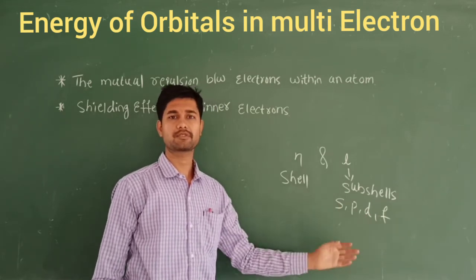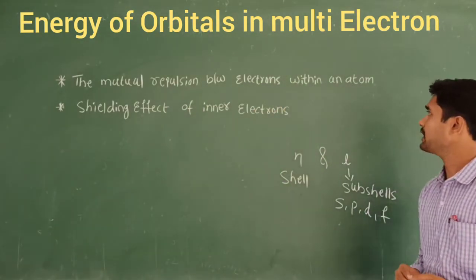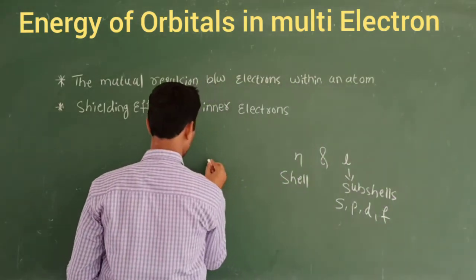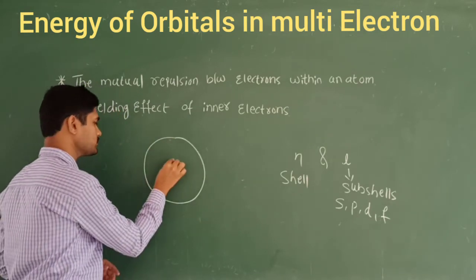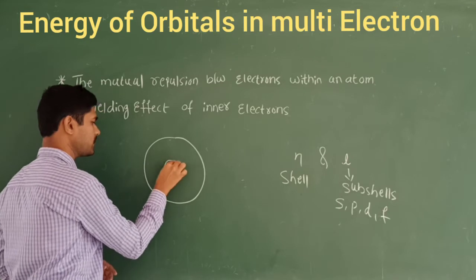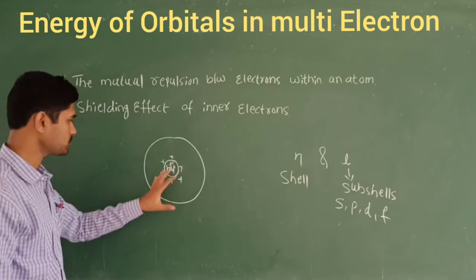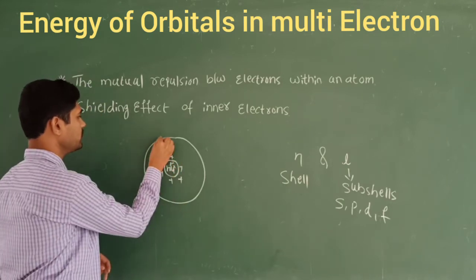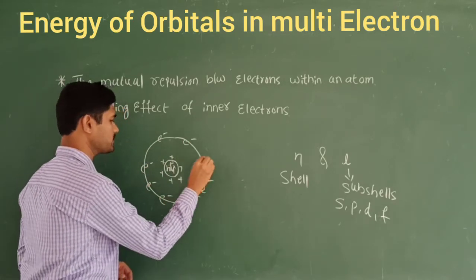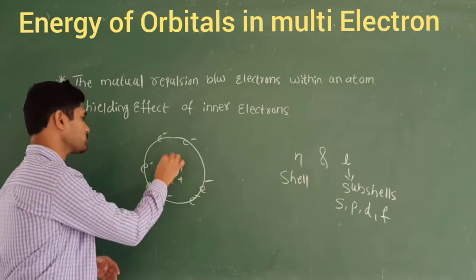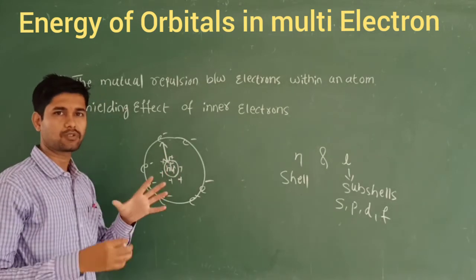Why is this? The reason is the mutual repulsion between the electrons within an atom. Suppose I take any atom. At the center is the nucleus, which consists of positively charged protons, and there will be negatively charged electrons revolving around this nucleus. One factor is the electrostatic force of attraction between the positively charged protons and the negatively charged electrons, which holds the atom stable.